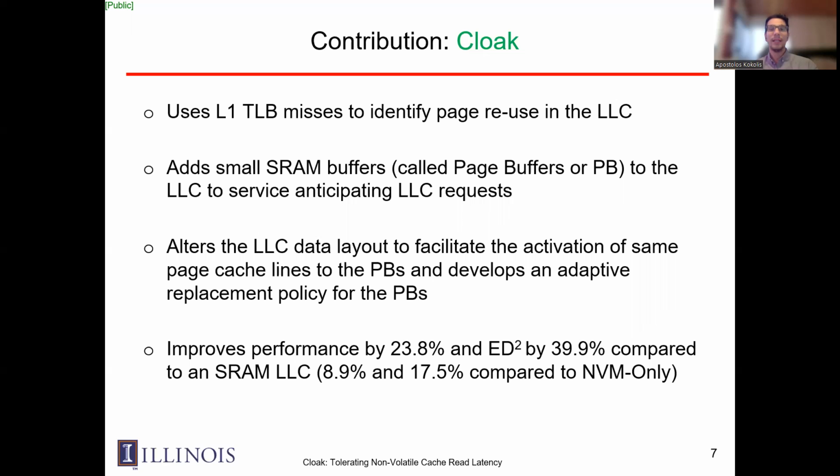It adds small SRAM buffers, which we call page buffers, to the LLC to service anticipated requests. We alter the LLC data layout to facilitate the activation of these cache lines to the page buffers, and we create an adaptive replacement policy for selecting which page buffer will be used for activating the cache lines of a page. Overall, we improve performance by 23.8% and ED square by 39.9% compared to an SRAM LLC, or 8.9% and 17.5% compared to an NVM-only design.